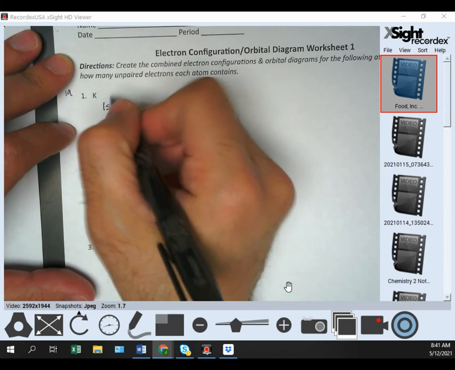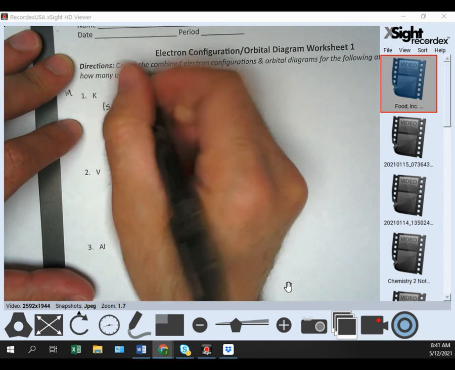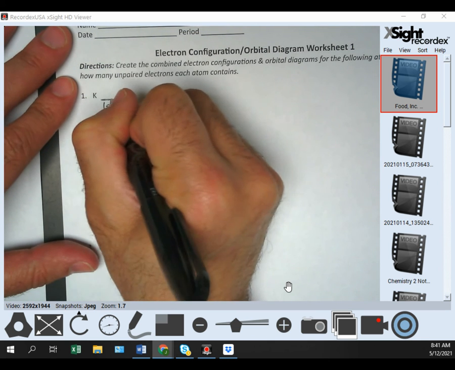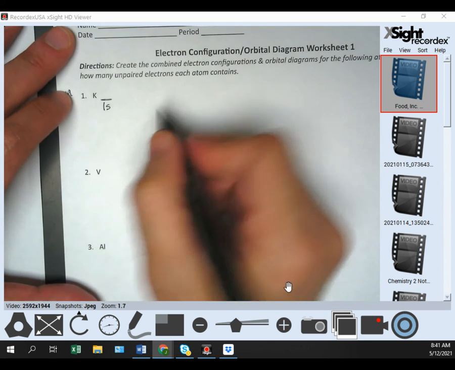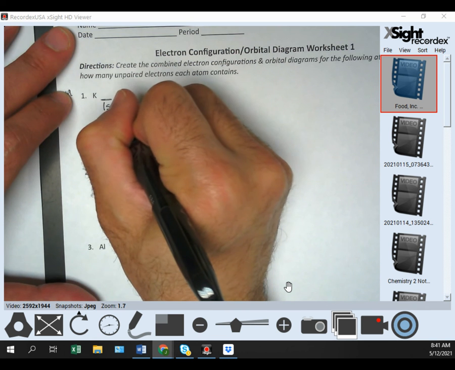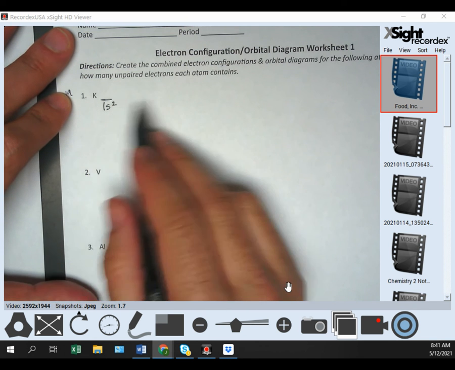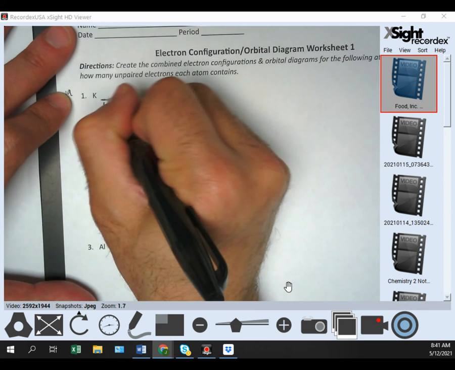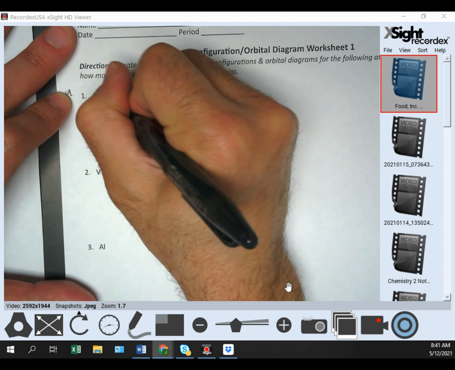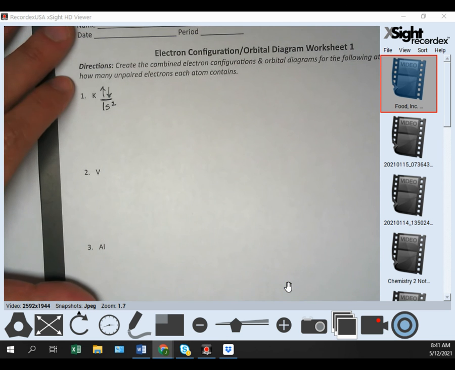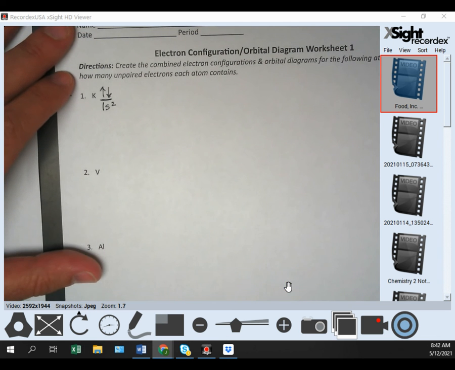So 1s has how many lines? The orbitals. Just one. Yep. One line and then two electrons, right? So we're gonna do 1s2. So that's the electron configuration part. Looks like squared, but it's a superscript. 1s2, and then a line and two electrons. So we're combining both together, the electron configuration and the orbital diagram.